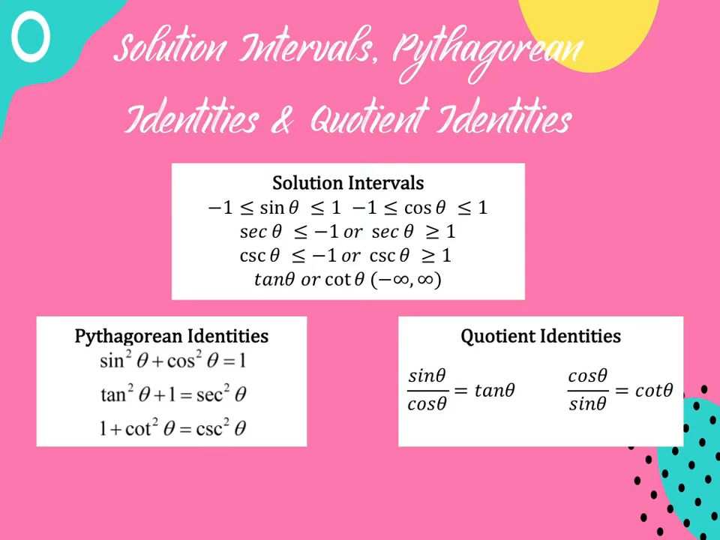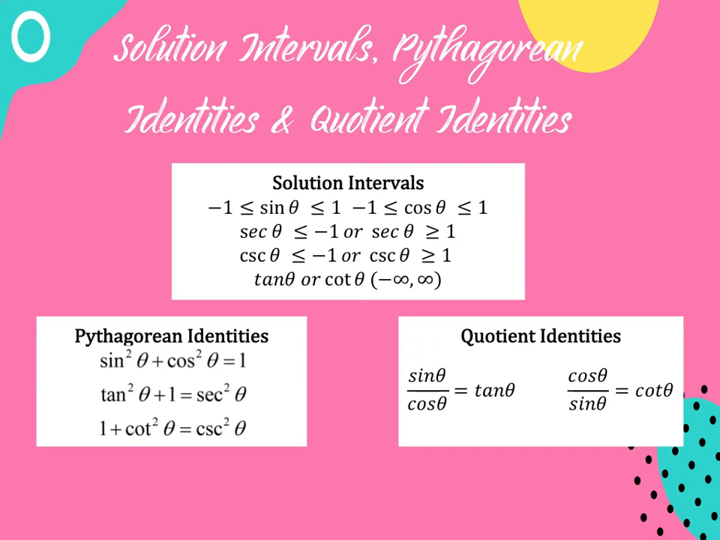All right, these are some additional identities. So the first one just says solution intervals, okay? And this says that sine is in between negative 1 and 1. Cosine is in between negative 1 and 1. Secant can either be less than or equal to negative 1 or greater than or equal to 1. And cosecant can be less than or equal to negative 1 or greater than or equal to positive 1. Tangent and cotangent can have any value.